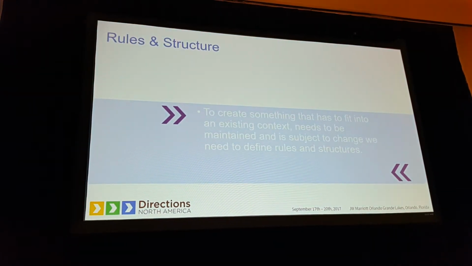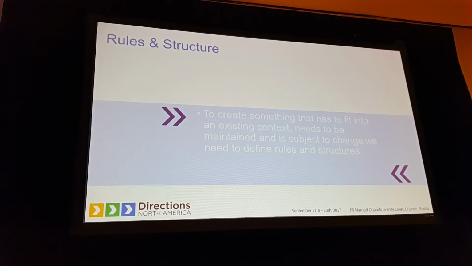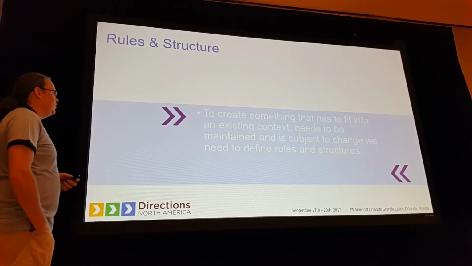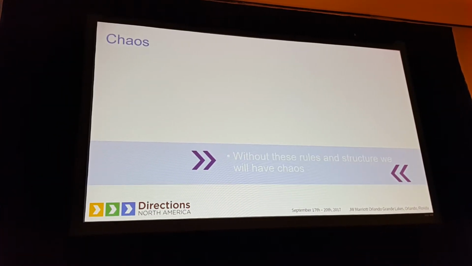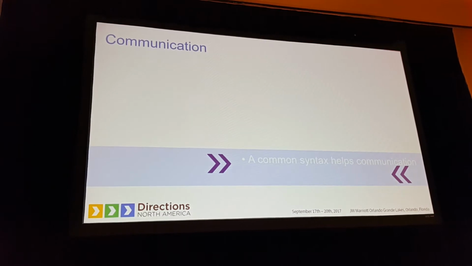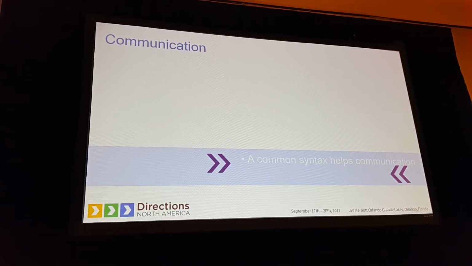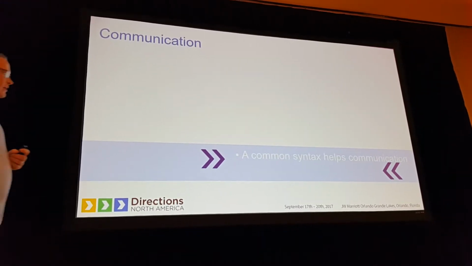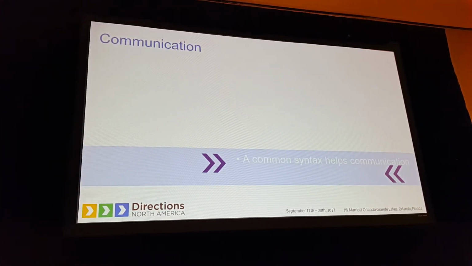I think in order to maintain something that has an existing context, you need to have rules and structure. If you don't have those rules, you'll have chaos. Everybody is doing it in their own way. Above everything else, we need to have communication. And I think this is also where design patterns are a big help. What we do with design patterns is we label stuff. And the benefit of labeling stuff is that it becomes easier to talk about it.